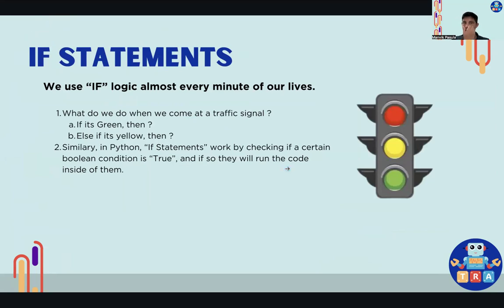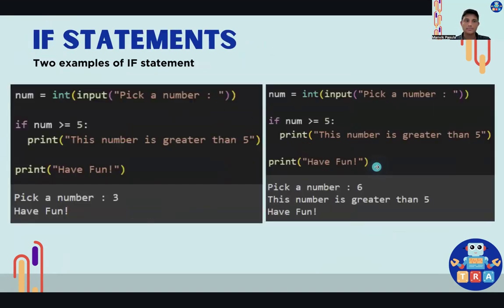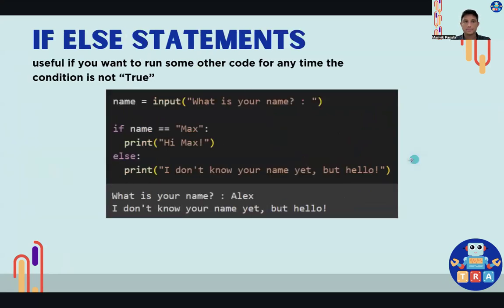If you remember, if statements let us do a certain action if a condition is true or false. So if name is equal to Max, we print out hi Max, and we're using those Boolean operators that you mentioned before. In this case, name is Max, so it does print out hi Max. Here are some other examples. 3 is not greater than or equal to 5, so it only prints out the code outside of the if statement, not the one inside. Whereas 6 is greater than or equal to 5, so it prints out both the code in the if statement and the code outside.